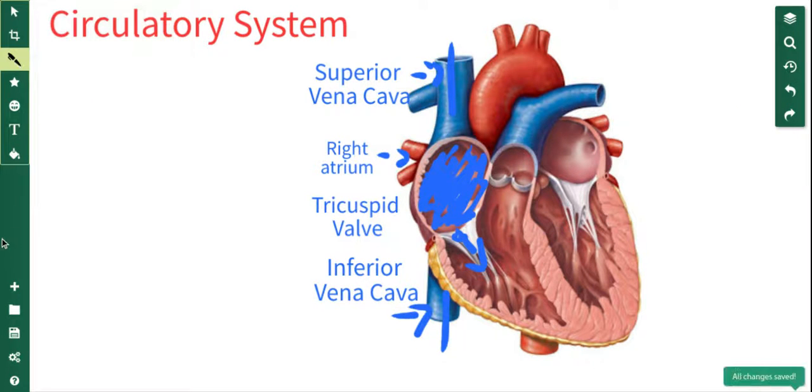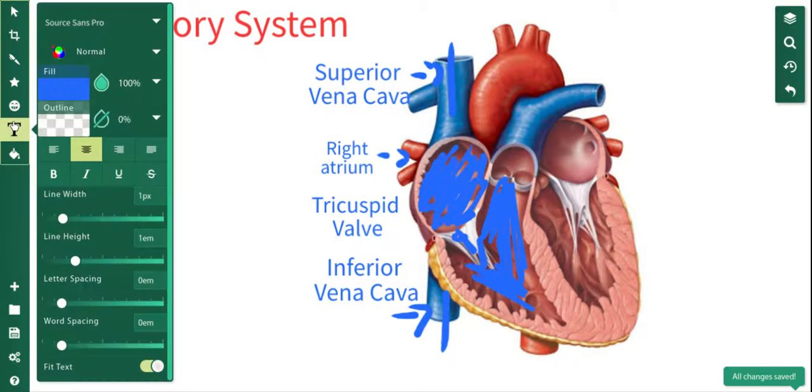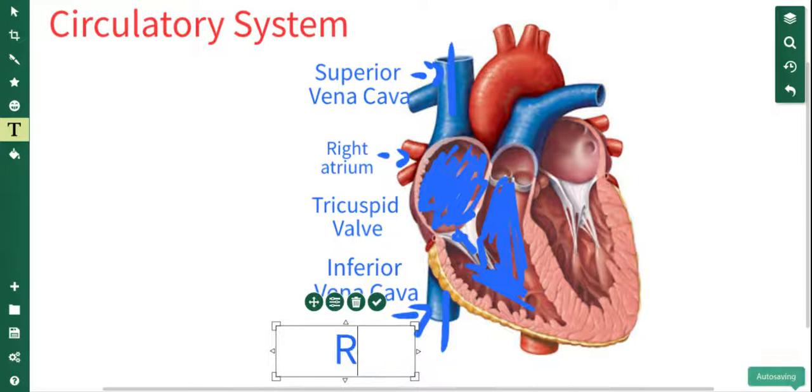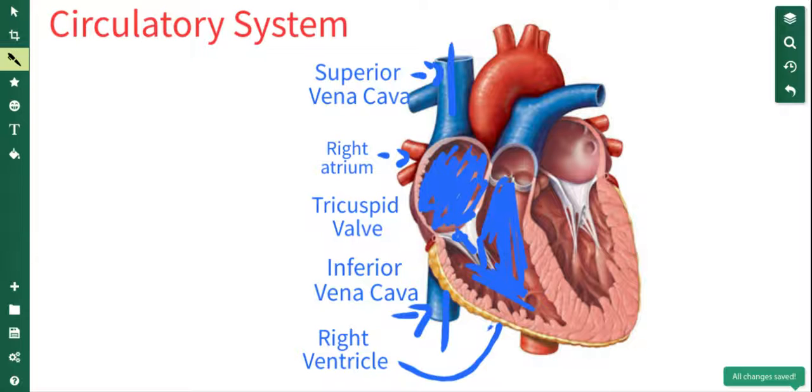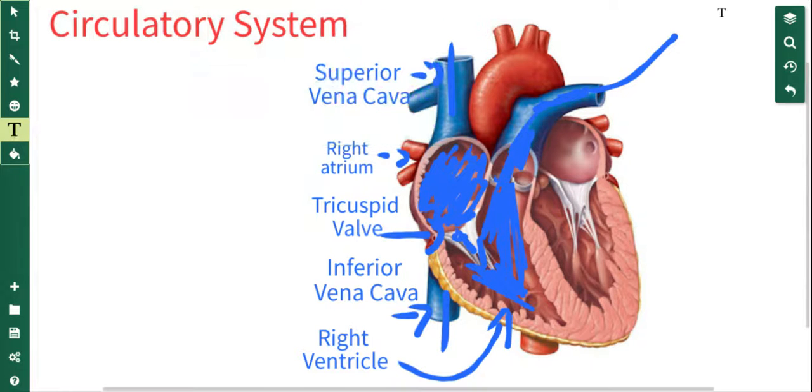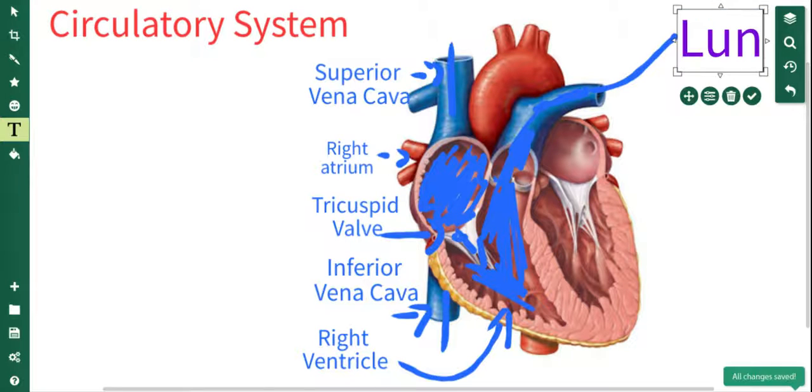After it goes through the tricuspid valve, it goes to this main part here, and this part is called the right ventricle. Then after that, it goes up here and out, and then through the pulmonary valve. So it goes through another valve here, and then into the pulmonary arteries, into right here, the lungs.